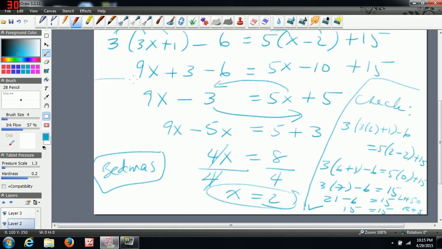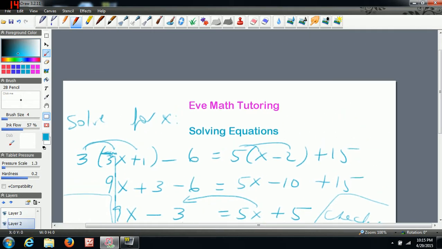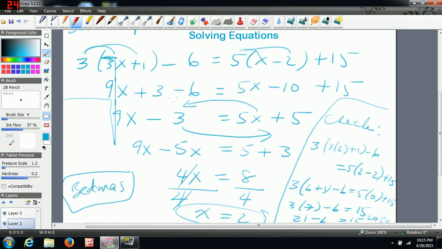Okay, so this step here, if we want to write it out the long way, what I did here, I could have done 9x minus 3 equals 5x plus 5. So at this point we could have done 9x minus 3 plus 3 to eliminate the number on that side, so that would become 5x plus 5 plus 3. So this would have canceled and we would have got 9x equals 5x plus 8.